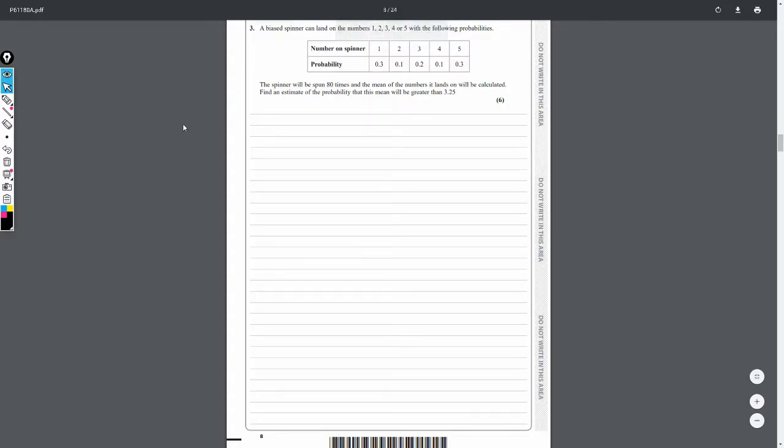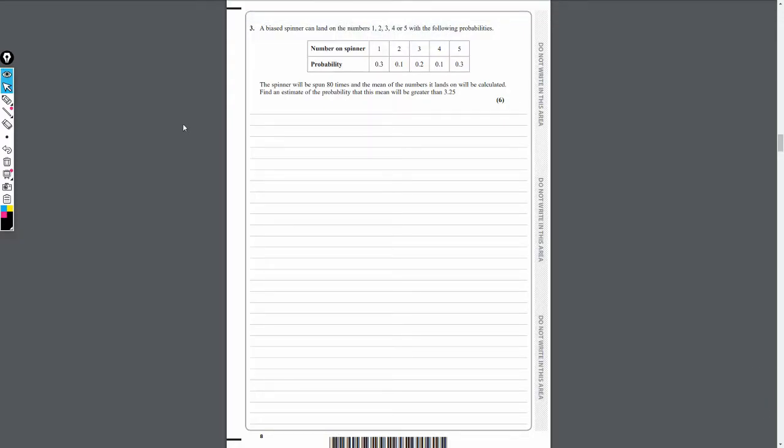Moving on to question 3 now, we have a question dealing with discrete random variables. We've got a biased spinner which can land on the numbers 1 through to 5, and we've got the following probabilities. It's spun 80 times and the mean of the numbers it lands on will be calculated. We've got to find an estimate of the probability that its mean will be greater than 3.25.